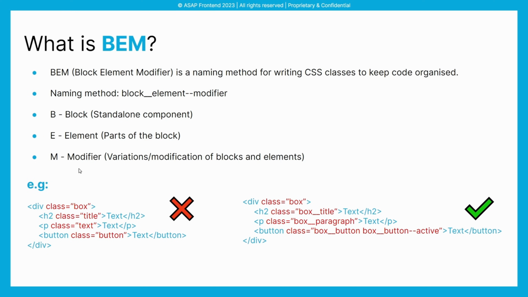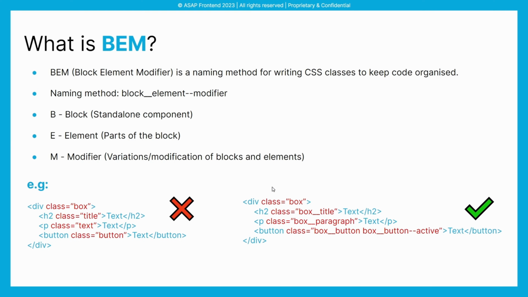And lastly, the M in BEM stands for modifier, and it refers to the variation or modifications of blocks and elements. So let's say we had multiple of these boxes on the page, but we wanted this specific button within this specific box to be different from all of the other boxes on the page. Well, what we'd do is we'd add a modifier class like so. So we could add some styles to this that would make it different from all of the other buttons on the page, but it would still have all of the styles of this original box button class. And that's pretty much it when it comes to BEM.